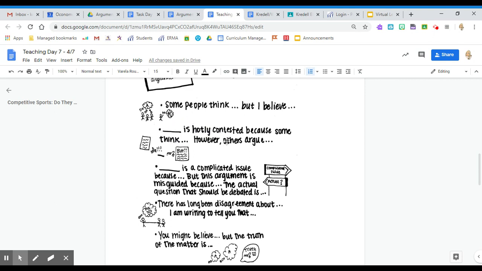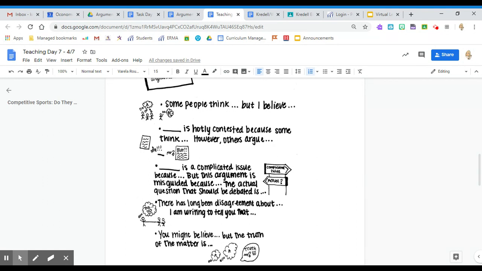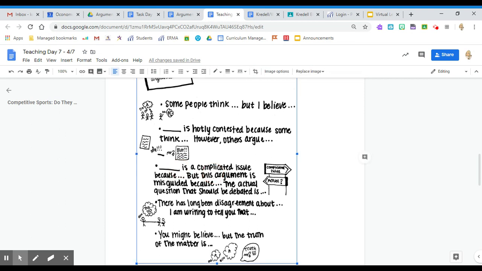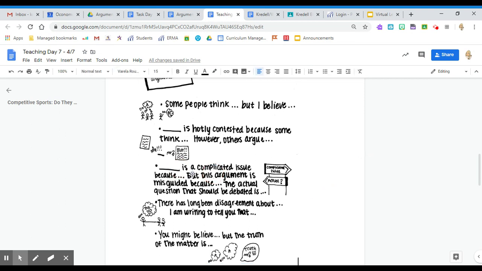Your topic is hotly contested because some think blank, however others argue blank. Again, that fairness is right there. You're acknowledging both sides. Blank is a complicated issue but this argument is misguided because the actual question that should be debated is. So this is where you start to be more strategic, right? Because you're saying that it's a complicated issue and you're acknowledging the other side. And then this argument is misguided or incorrect.